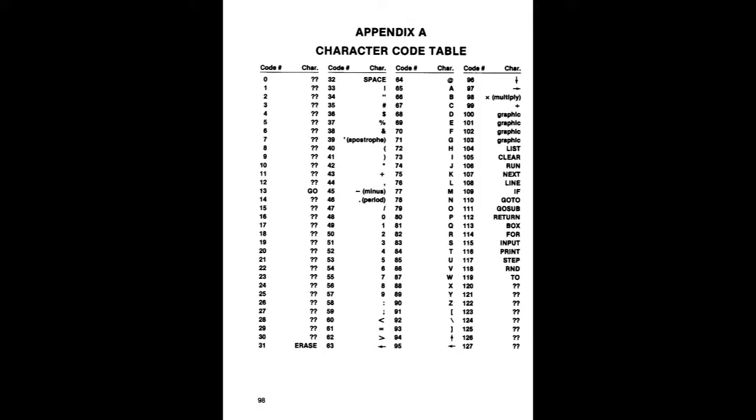If you look at decimal code 105, if you print out code 105, you'll get CLEAR printed to the screen, and that's how the keywords are printed in BASIC. And it's handy because it saves bytes.